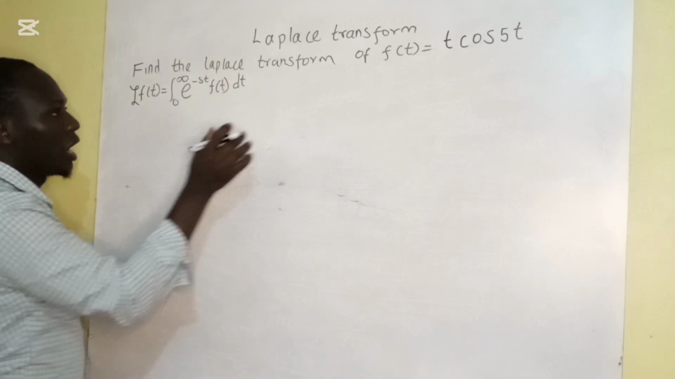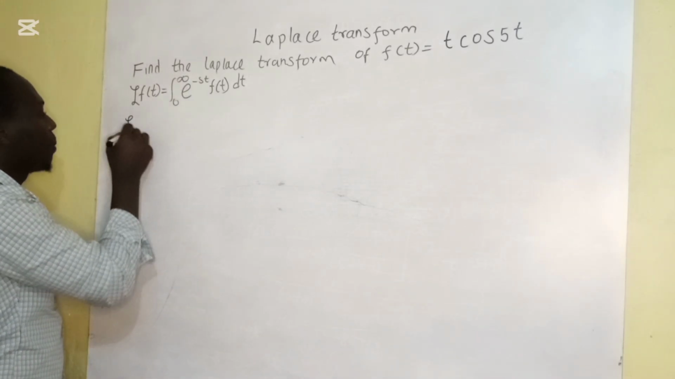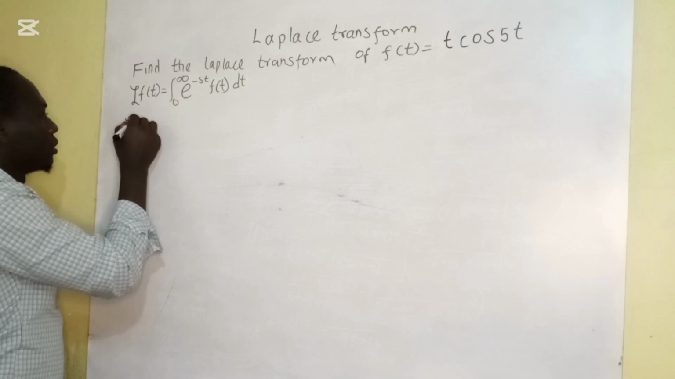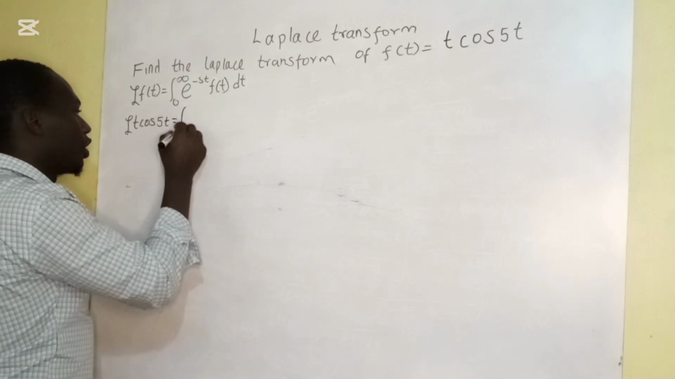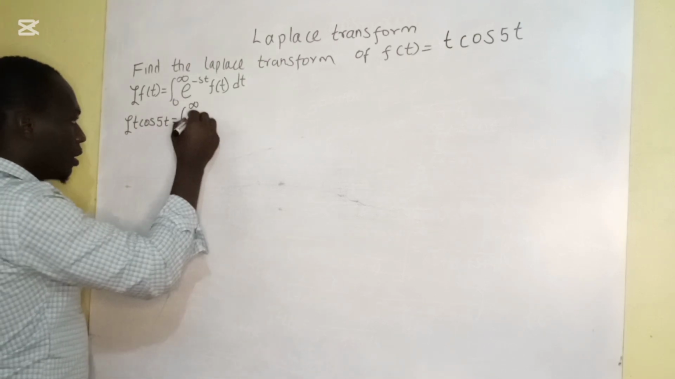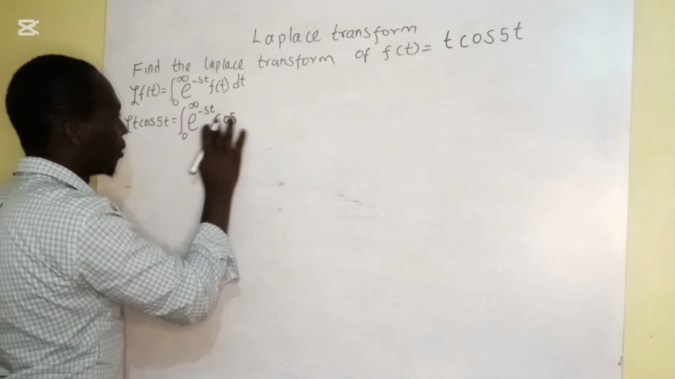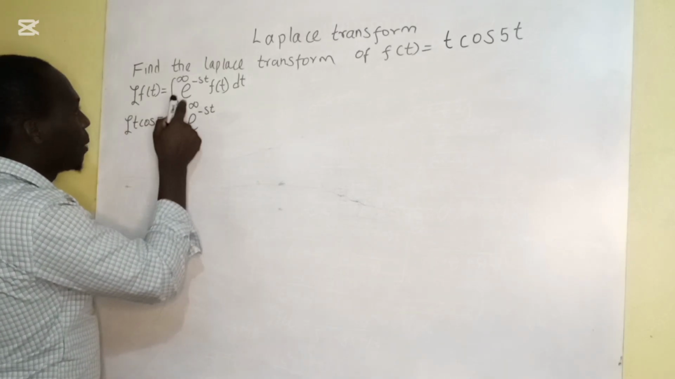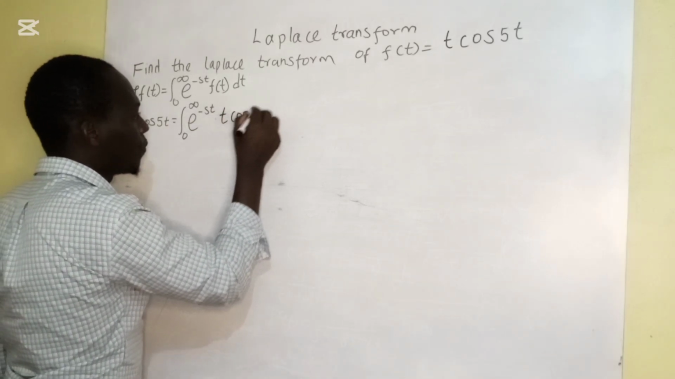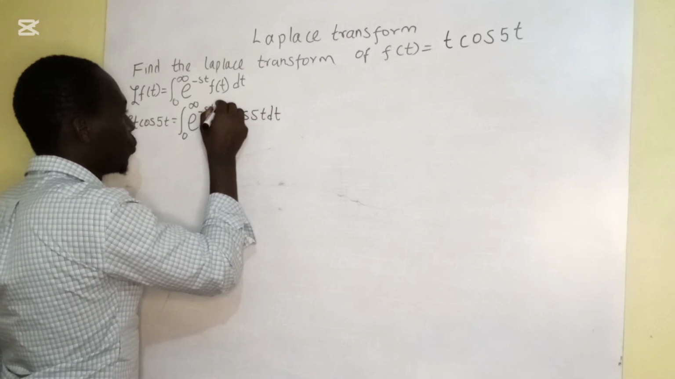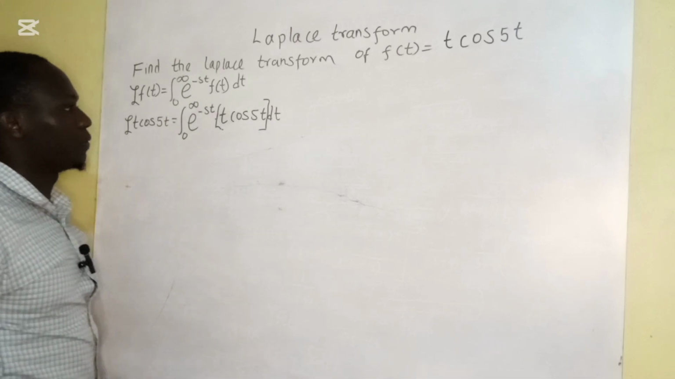From this point, our function f of t is equals to t cos 5t, to mean that we are going to have the Laplace transform of our function t cos 5t is equals to integration with respect to our limits, exponential negative st, we multiply by our function f of t, t cos 5t, and our integration is with respect to dt. This is now our function f of t.